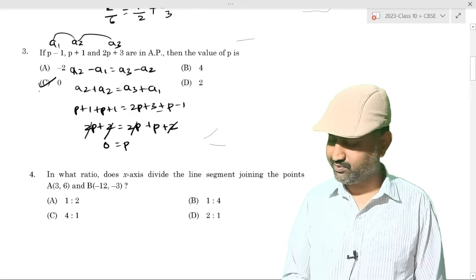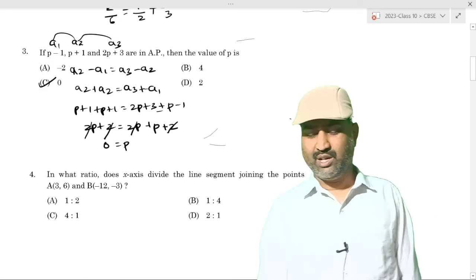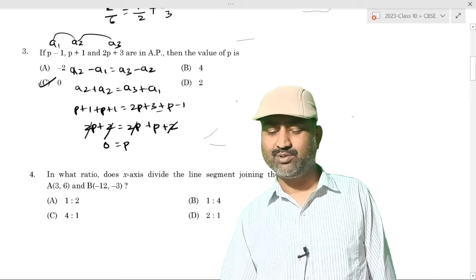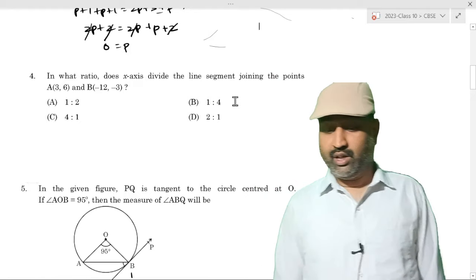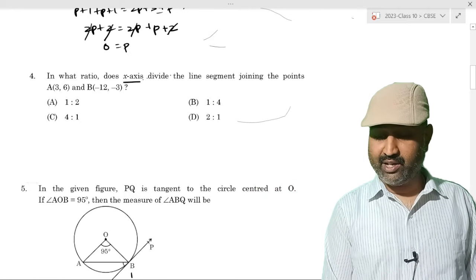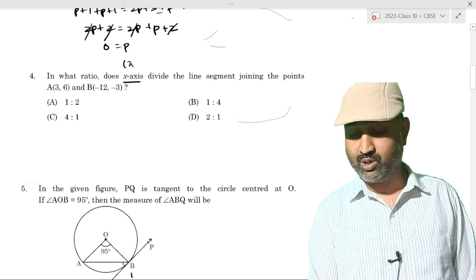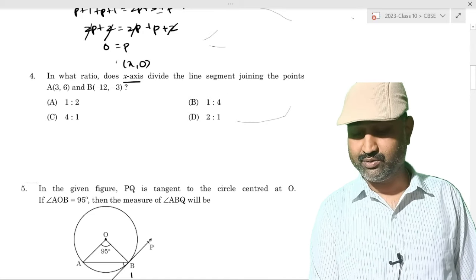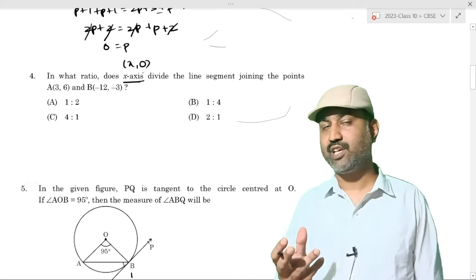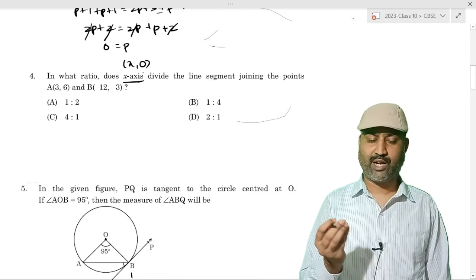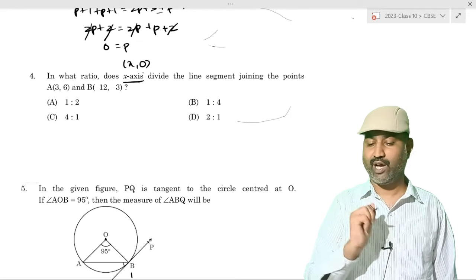Very simple question. In the exam you can use these simple tricks. Try to avoid negative signs because sometimes in the exam tension you might make mistakes. Next, in what ratio does the x-axis divide? See here, remember x-axis, therefore the coordinate should be x comma 0 here, because on the x-axis x is unknown and y is 0. On the y-axis the coordinates are 0 comma y.